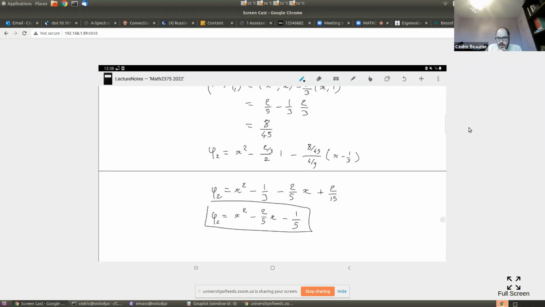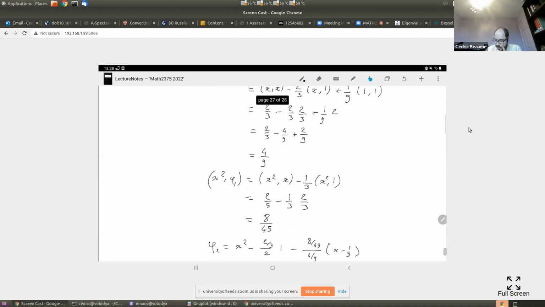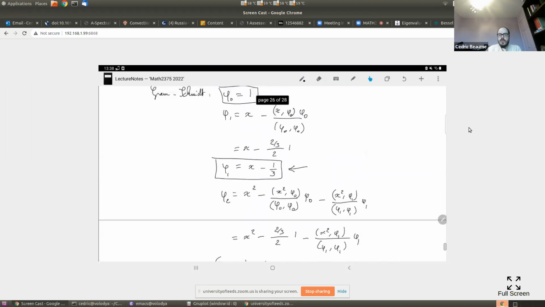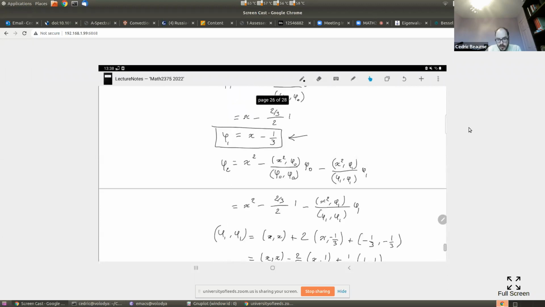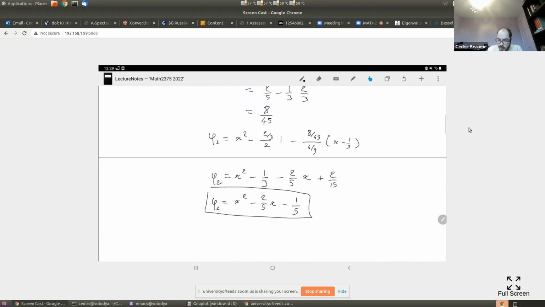I'll stop at phi2. I think there's no need to go to phi3 in the text of the question. So what we have here is these three functions. Remember, they were 1, x and x squared, and we've orthogonalized them with respect to each other based on the inner product that we had to give us this set of polynomials. If you take the inner product between, say, phi1 and phi2, or phi1 and phi0, or phi0 and phi2, you'll get 0. They're orthogonal.